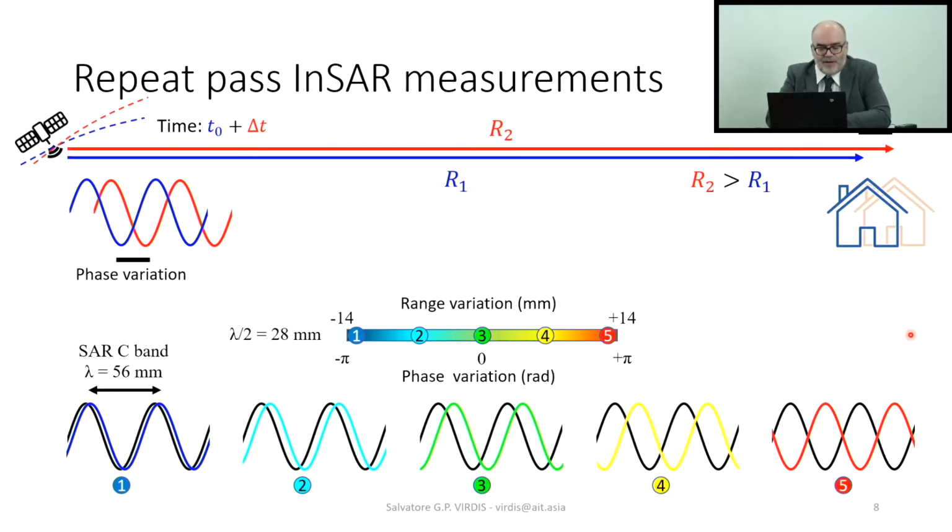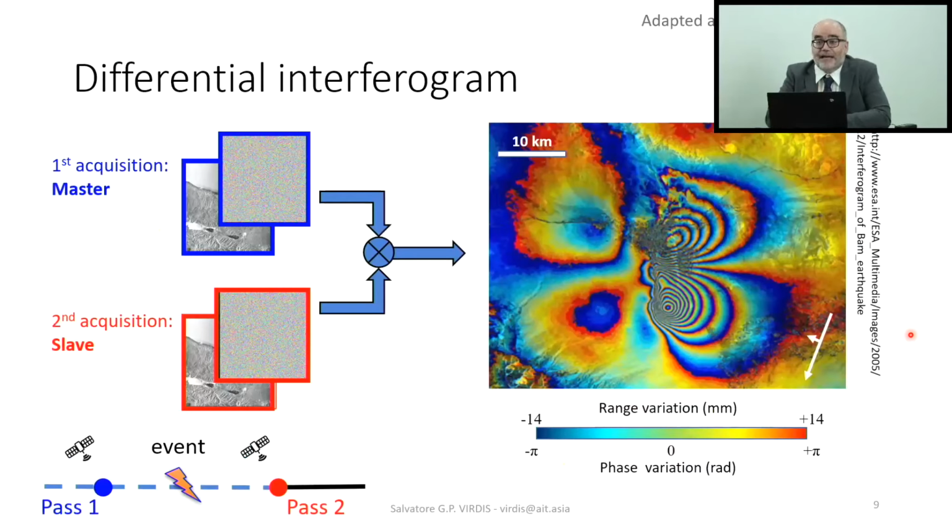For instance, if we are using a SAR C-band, C-band has a wavelength of 56 millimeters. To have a full cycle of phase difference, we need a range variation of only half a wavelength, because the wave has to travel and come back to the sensor. So we need a range variation of only half a wavelength to have a phase difference of a full wavelength. So this color coding appears clearly here.